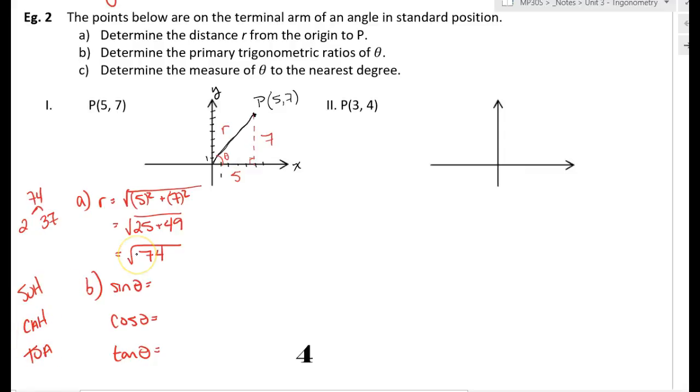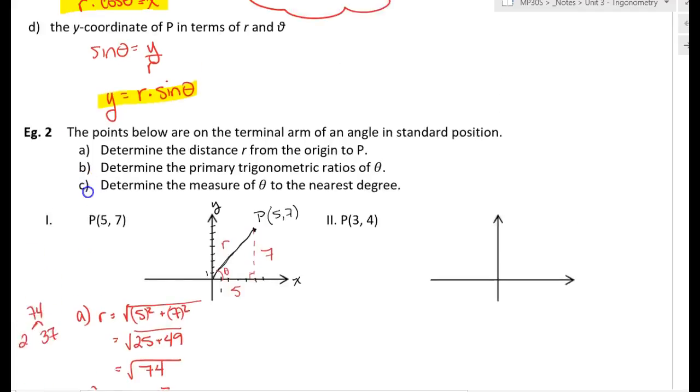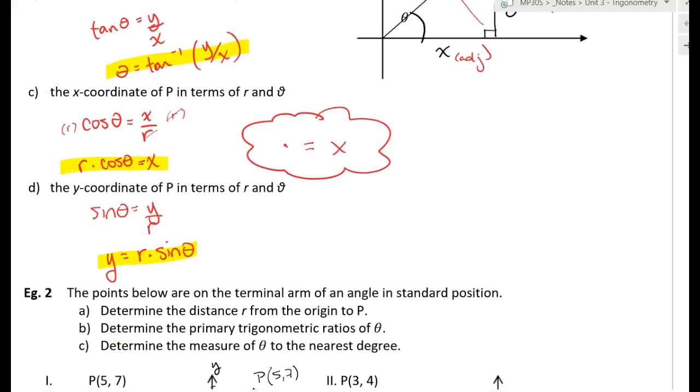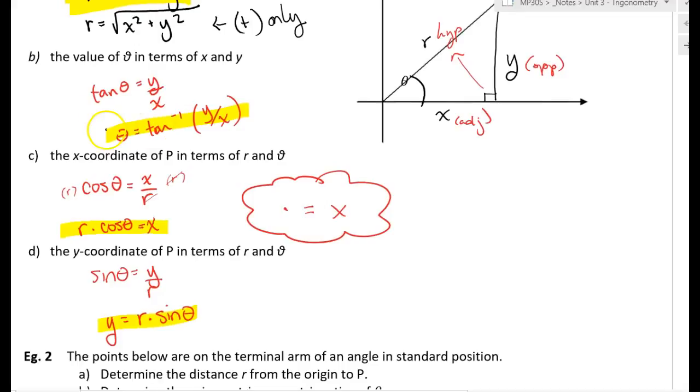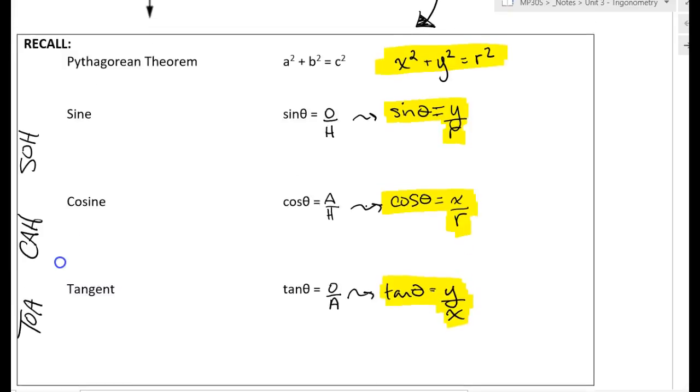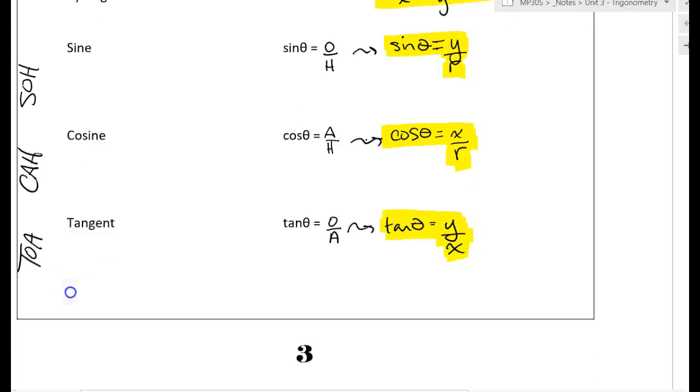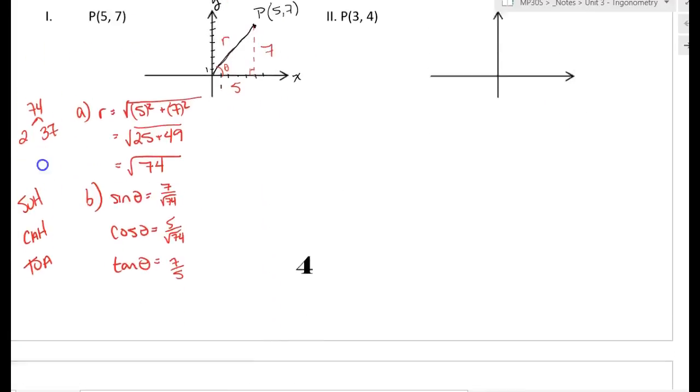So we're going to take 7, opposite is 7 over the square root of 74. Adjacent is 5 over root 74. And tan is 7 over 5. That matches with my definitions up here of how I filled in my original equations, or we could even go back up to this box here.